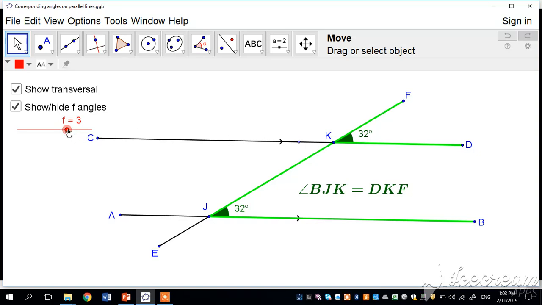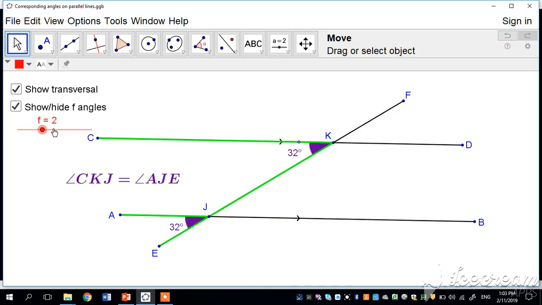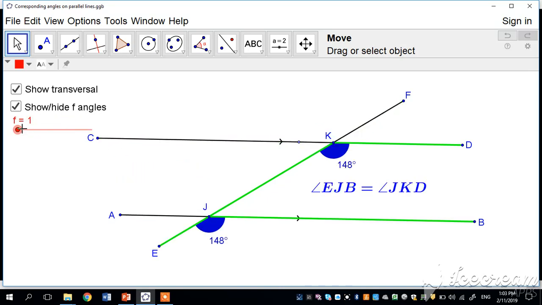Now there's one more pair of corresponding angles, and it is this pair over here in blue. And you can see these two angles are equal. And we're going to call this one down here angle AJK, which is equal to angle CKF. And they are corresponding angles. So there's 4 sets of corresponding angles in this one diagram.